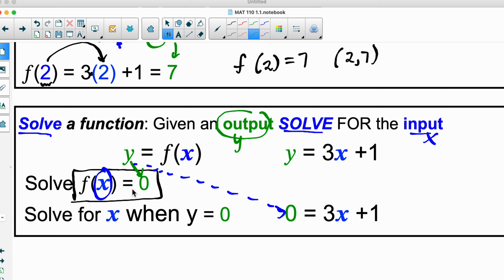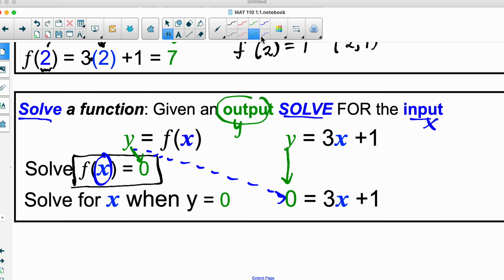So what do I do if I want to solve for that x value? Well, I told you the y value is 0, so I'm going to replace y with 0, and then I'm going to solve for x. To solve for x, I need to isolate x.